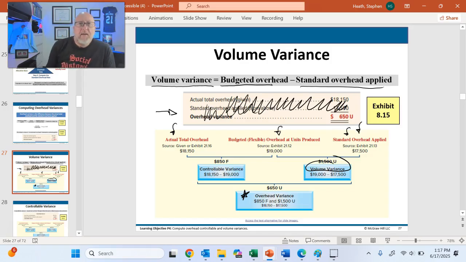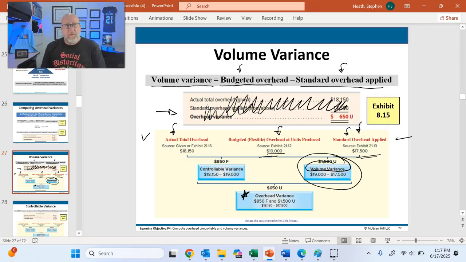Okay? So again, total overhead variance is the difference between overhead applied and actual overhead. And then the first section that we're going to talk about is the volume variance. And that formula is budgeted overhead minus standard overhead applied. And budgeted overhead, they're just going to give you that all the time. Now, standard overhead applied, that I want to talk about for a little bit.